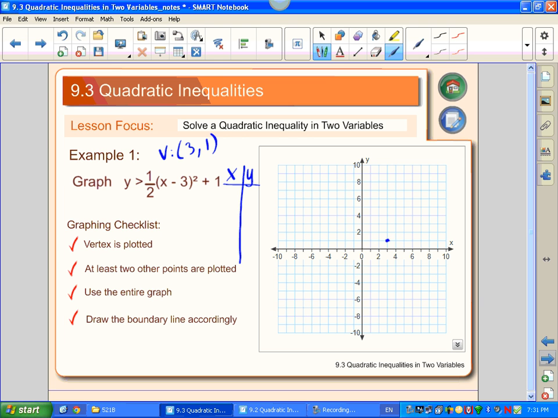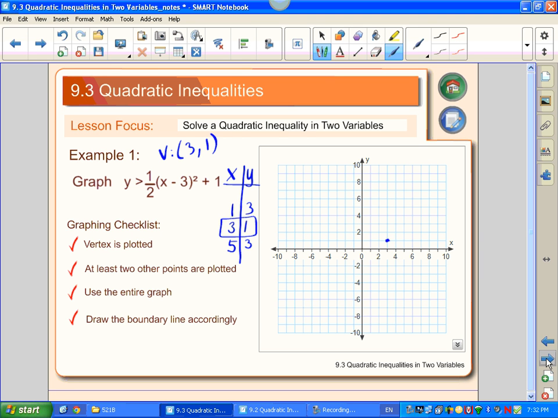When I do my table of values, I always start with my vertex and put it right in the center because I am going to build on either side of the vertex, and that's going to work for my axis of symmetry. Because I'm dividing by 2, I want to have an even number. I'm going to use some odd numbers. So let's just try 1. I put 1 in for x. 1 subtract 3 is -2. -2 squared is 4. 4 divided by 2 is 2. 2 plus 1 is 3. Now, understanding axis of symmetry, I know that there's another point, 5, 3.